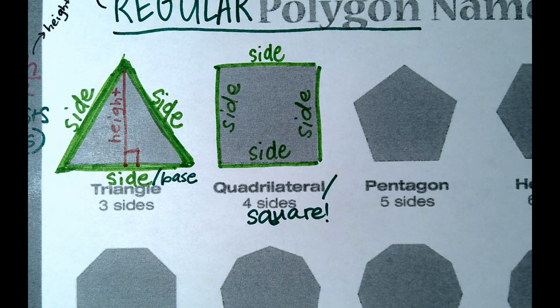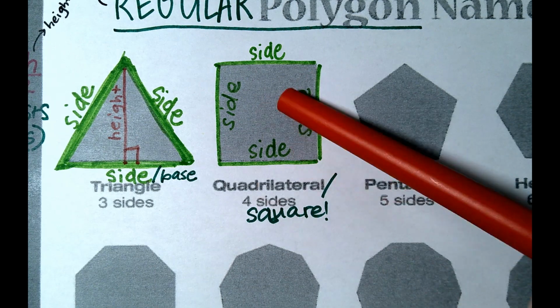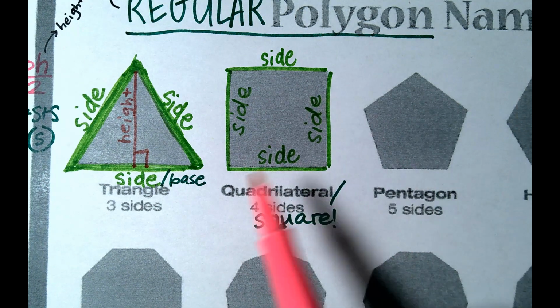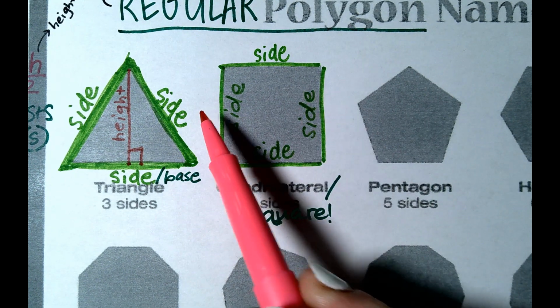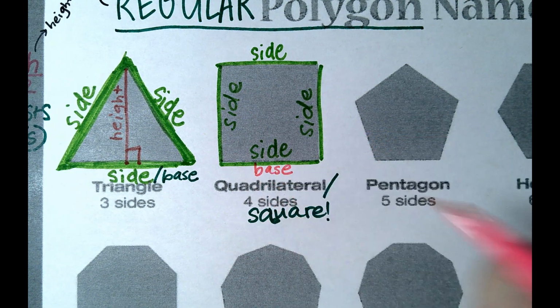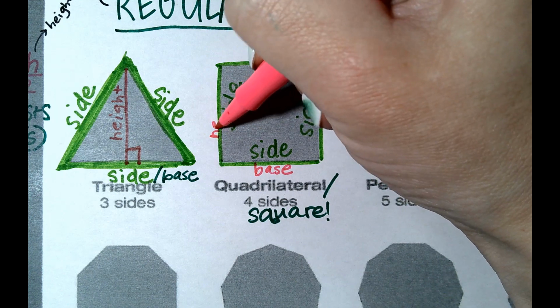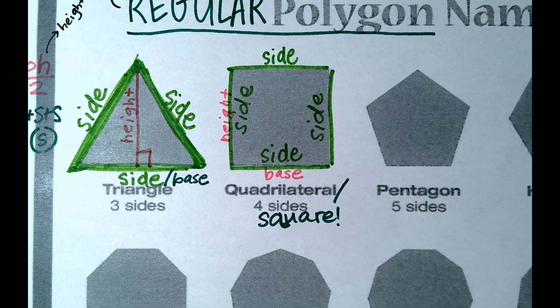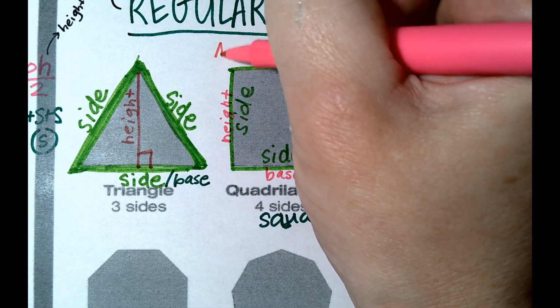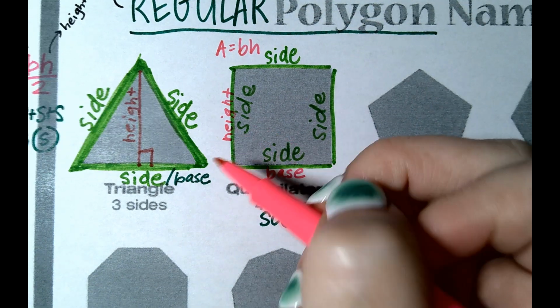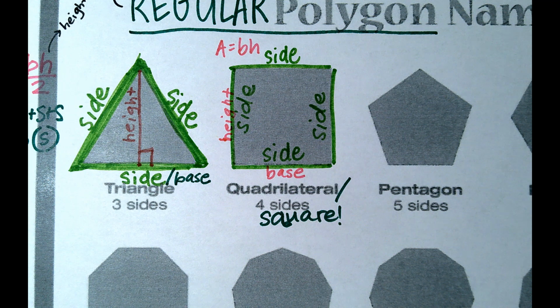Now for area, how would we find the area of a square? Base times height. And since all the sides are the same length, really we're just doing a side times a side. Or we could say this is also the base and this is also the height. So for a quadrilateral or a square, area is base times height.